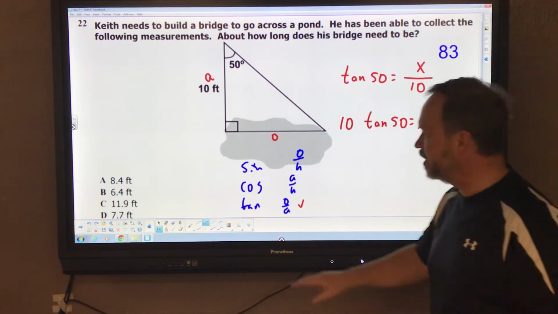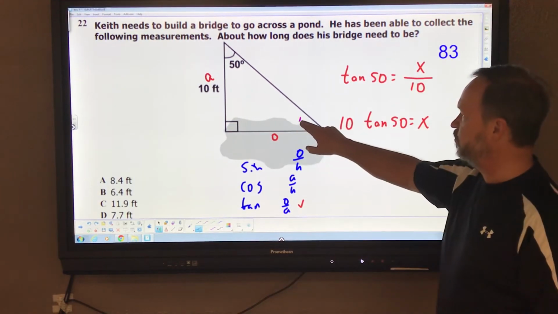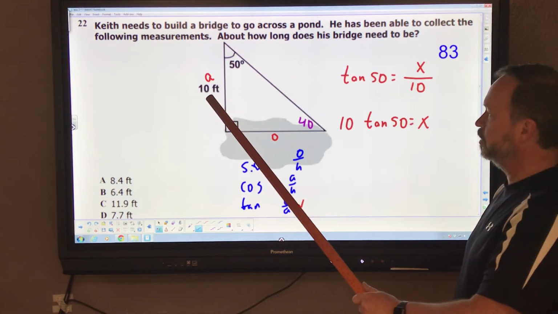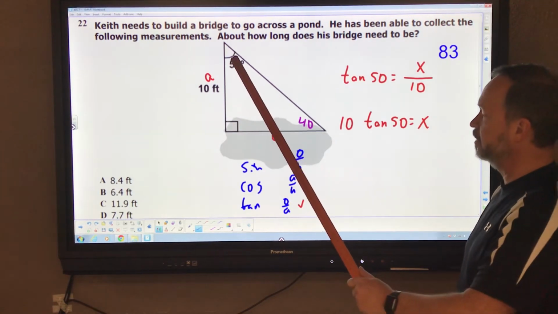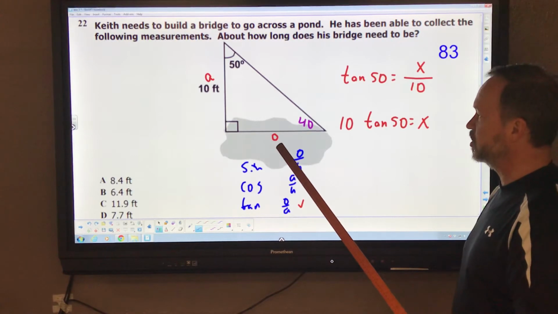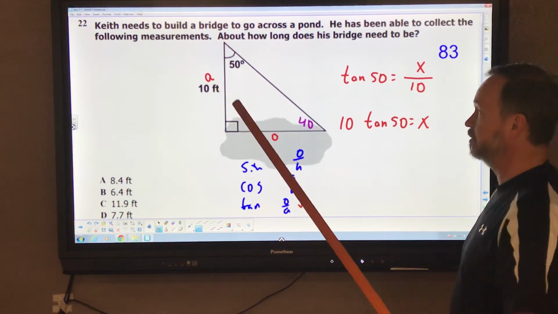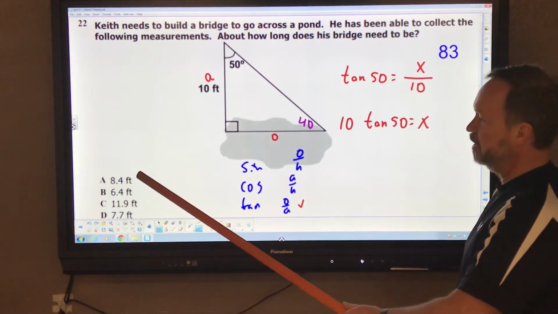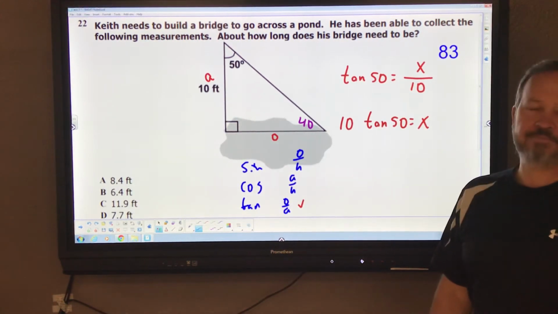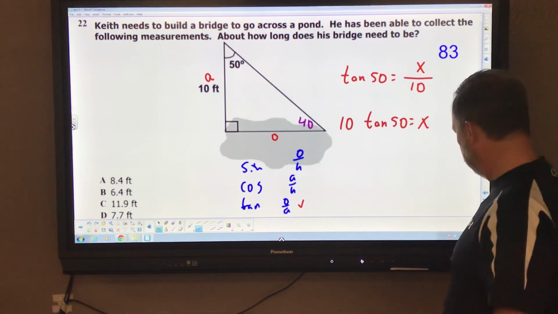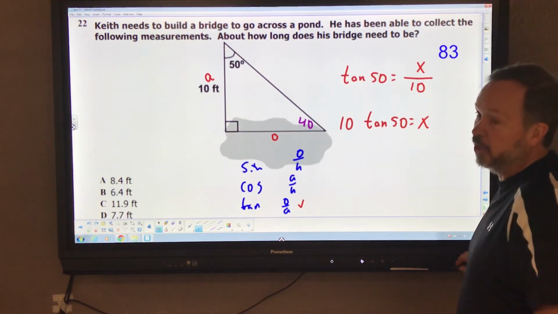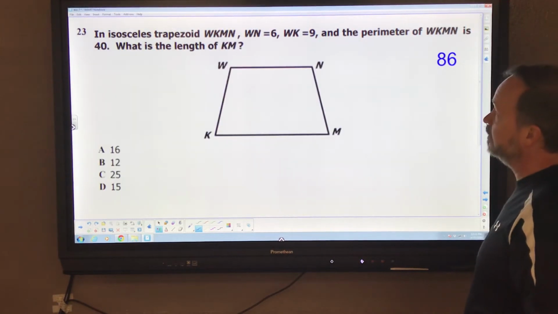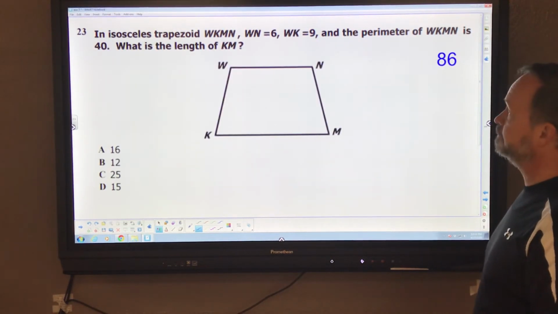I can tell you one additional thing, and that is, since this angle is 40, that side is going to be shorter than this one, because that angle is bigger. So this is going to be a larger side than that one. So if that's 10, this can't be anything except C. That's sneaky. But that's also one of those things where, when you know stuff, it helps. It just does.